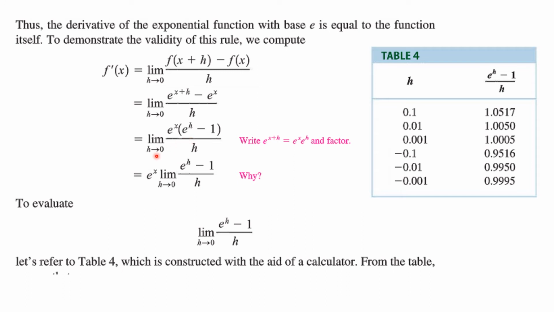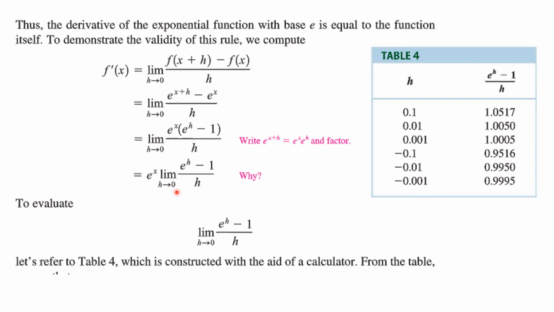But this limit is as h goes to 0, and there is no h in e to the x. It is like a constant relative to this limit. And remember that we can pull constants through the limit sign. That's exactly what we did here. We pulled e to the x through. So now we are faced with a question of, so what is this limit as a number?